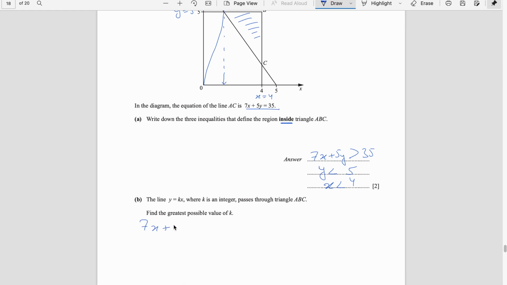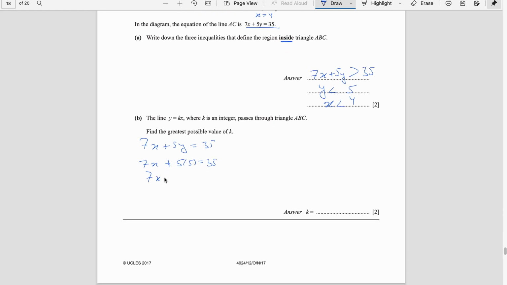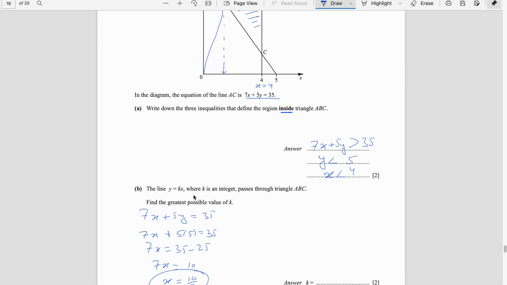So 7x plus 5y is equal to 35. Y is given, which is 5. So 5 times 5 is 25. 7x is equal to 35 minus 25. 7x is equal to 10. x is equal to 10 by 7.